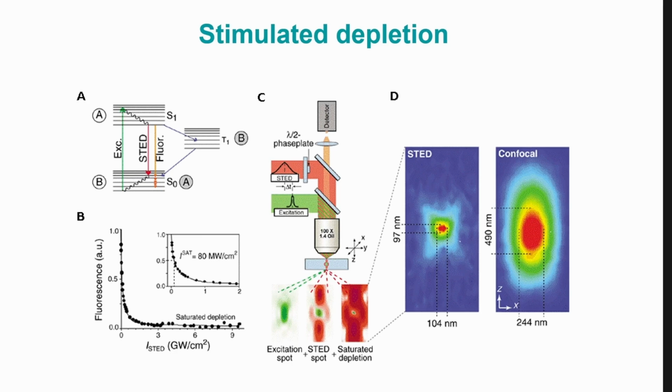The system is fairly straightforward, except for the alignment. You need an orange laser, you need your regular blue, green, whatever excitation laser. You align them properly, and then you scan the sample. This has to be scanned. It's a scanning microscope.